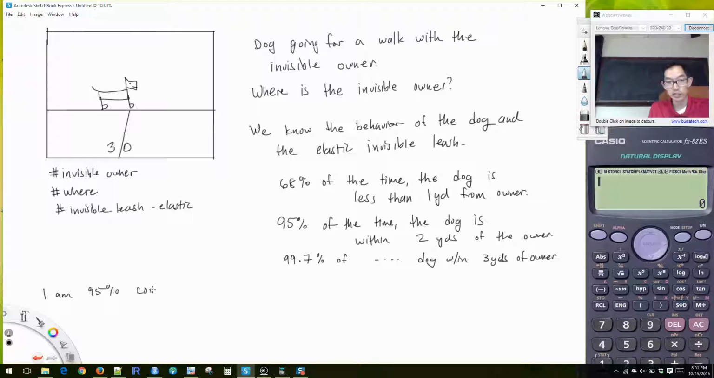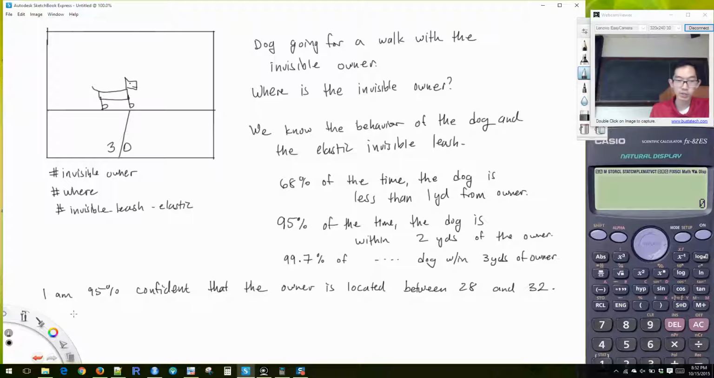95% confident that the owner is located between what and what? 28 and 32. Yeah, between 28 and 32 on the field. Does that seem reasonable to state?